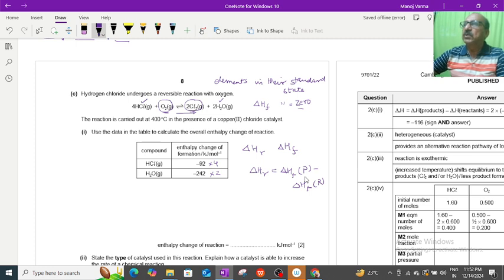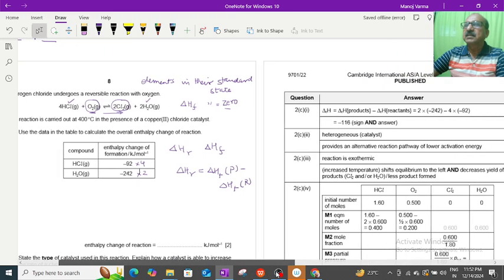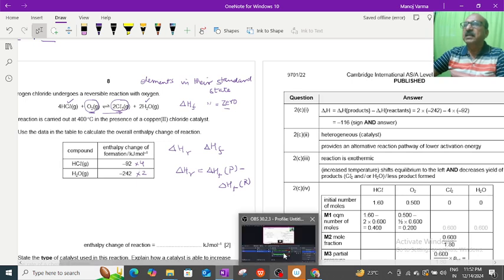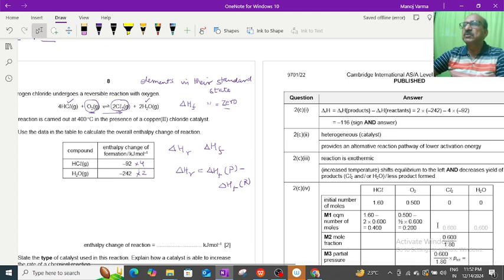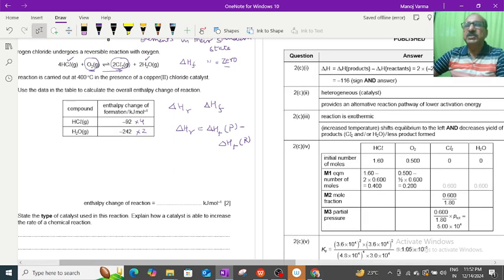I'm going to show you how you have to solve this. On the right side, I have shown you the mark scheme which I have taken from the paper. See this: same thing, 2 times minus 242 and minus 4 times 92. When you solve this, you get minus 116. So that's the answer. So the enthalpy change of the reaction is minus 160. I hope you understood how to solve this question.